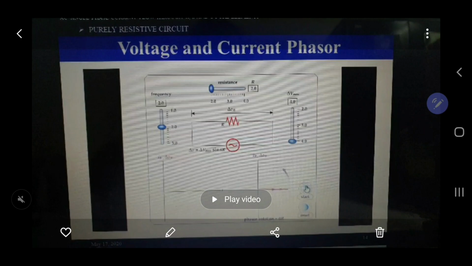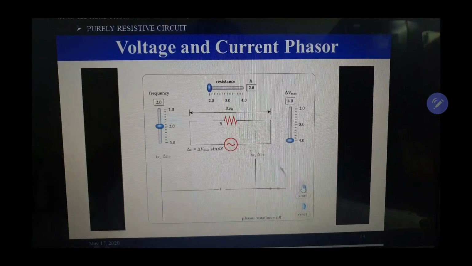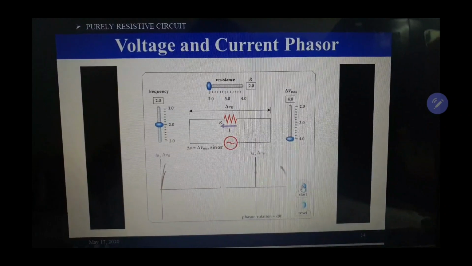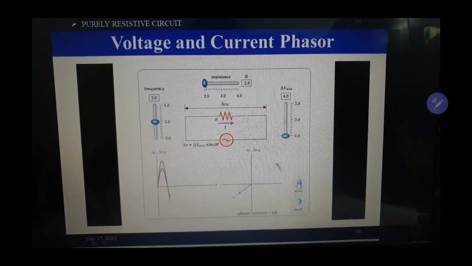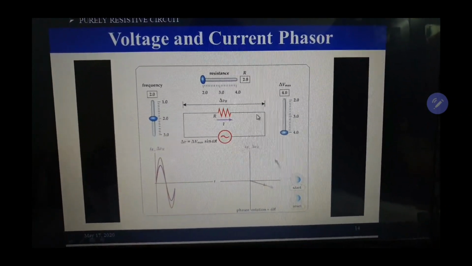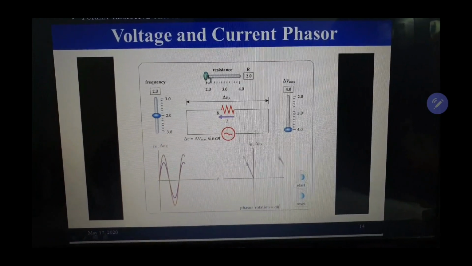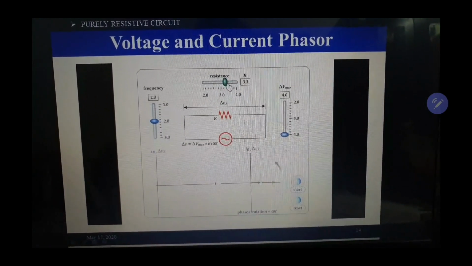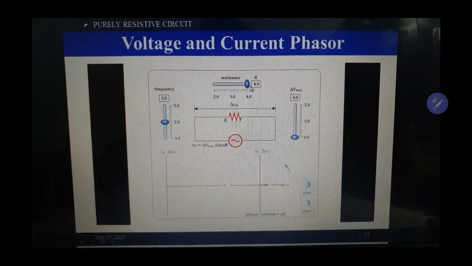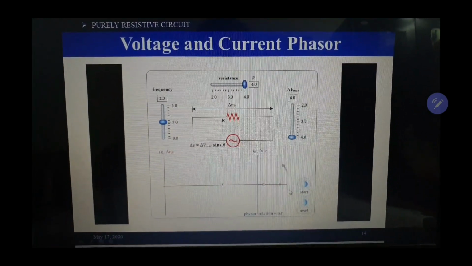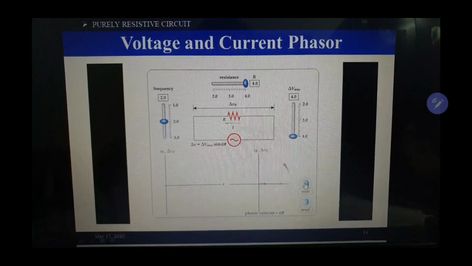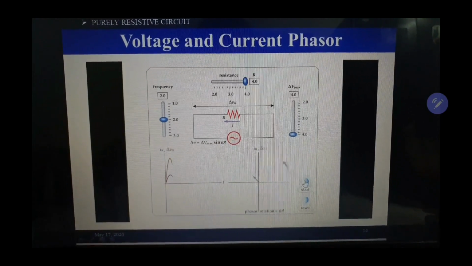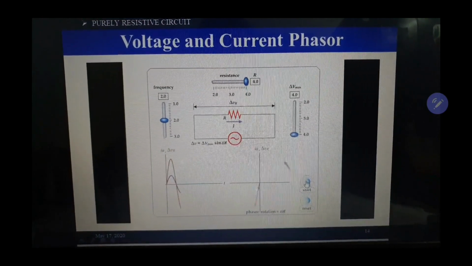So here you can see the animation video of a phasor. Here you can see it is starting. Okay, the phasors, both of them are rotating together. In a pure resistive circuit, the voltage and the current are both rotating together. Now I am changing the resistor and you can see the magnitude of the current has been reduced. Now you can see both of them are again rotating together with a different magnitude in the current.